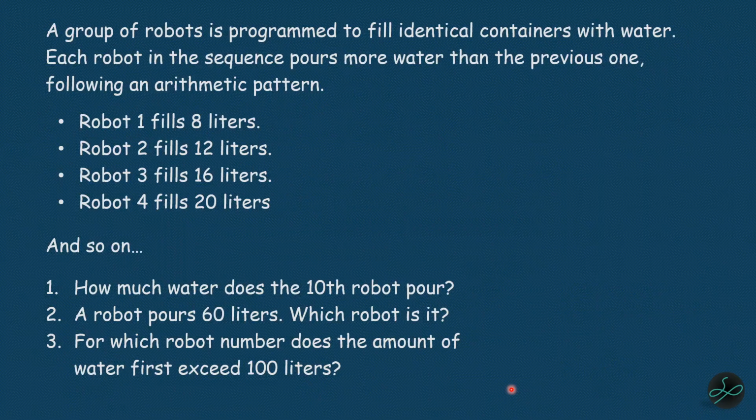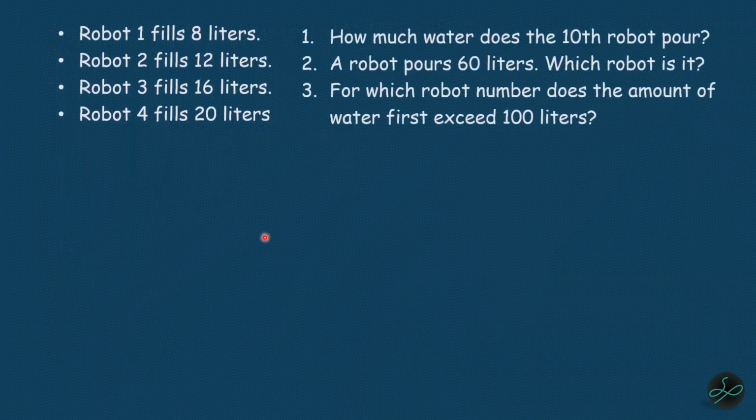Let's go now to the main problem for this video. A group of robots is programmed to fill identical containers with water. Each robot in the sequence pours more water than the previous one, following an arithmetic pattern. Robot 1 fills 8 liters. Robot 2 fills 12 liters. Robot 3 fills 16 liters. Robot 4 fills 20 liters, and so on. How much water does the 10th robot pour?